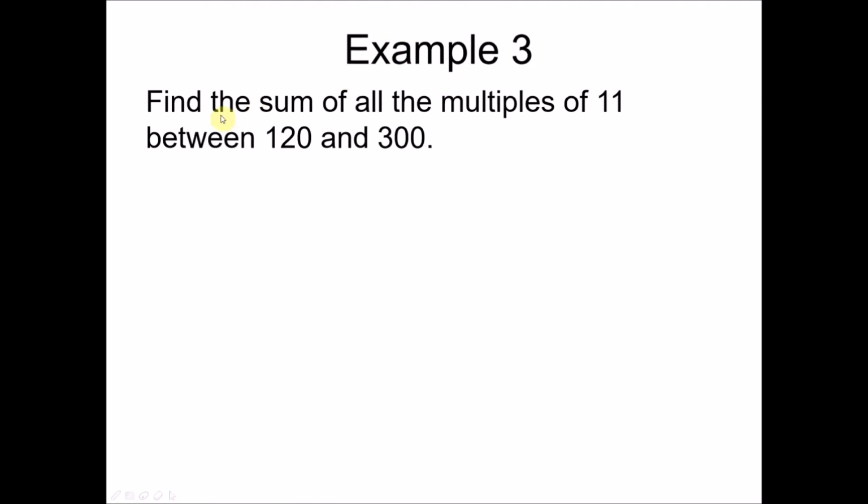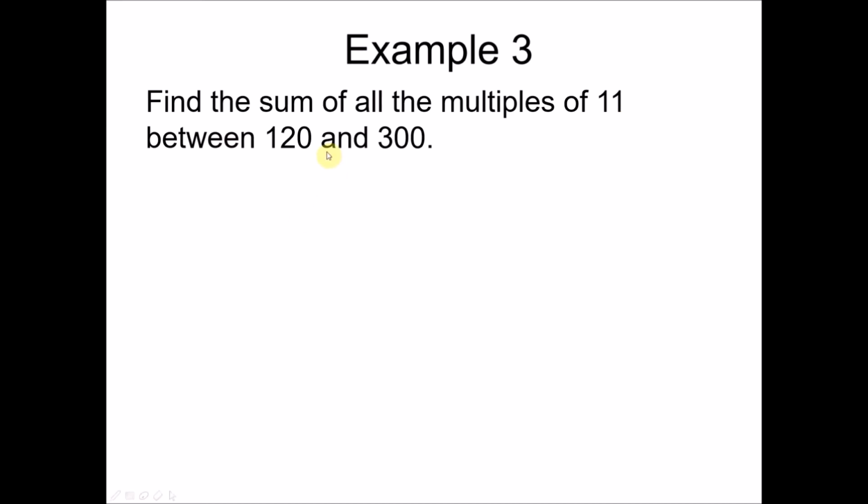Okay, so example 3 here: find the sum of all the multiples of 11 between 120 and 300. The first thing you need to know here is that the multiples of 11 between 120 and 300 form an arithmetic progression. So we first find the first term, which is the value between 120 and 300 that is a multiple of 11. It is actually 121, because 11 times 11 you get 121.